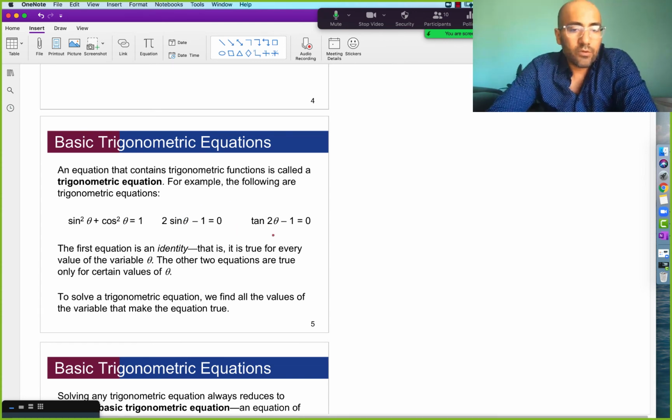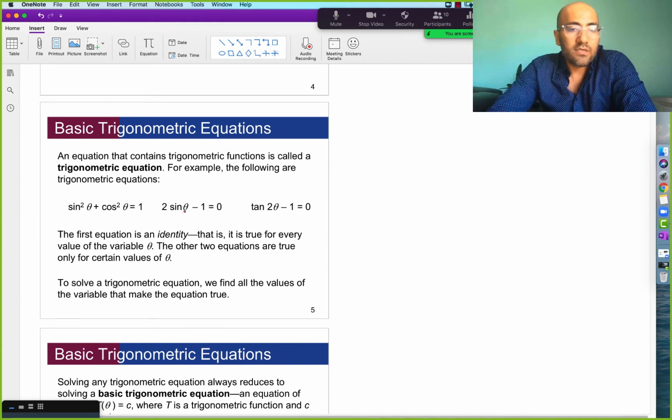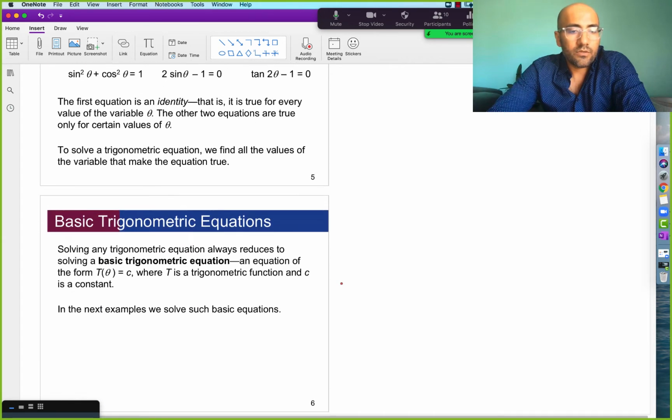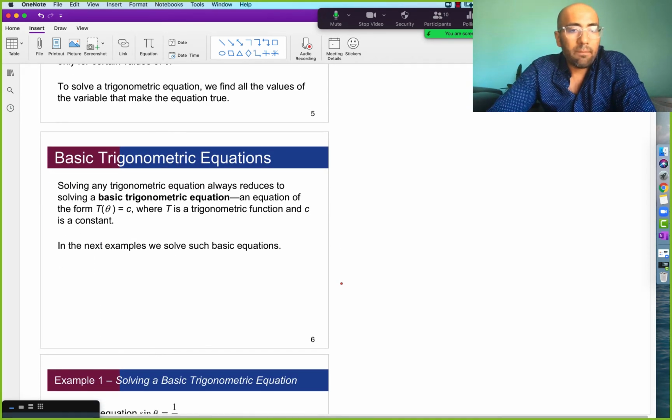So solving it would mean that you find all the angles that make it a true statement. There might be an infinite number of angles, there might be no angles, maybe it has no solution. But that's your mission, right? To figure out what values of theta make it a true statement. Good. Okay, so basic trigonometric equations involve a trigonometric function equal to a constant, and then we want to use the inverse trig functions in order to find the angle theta.